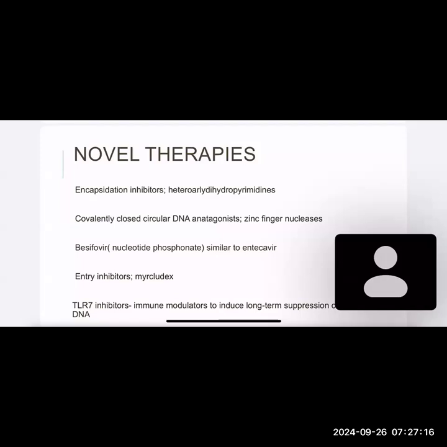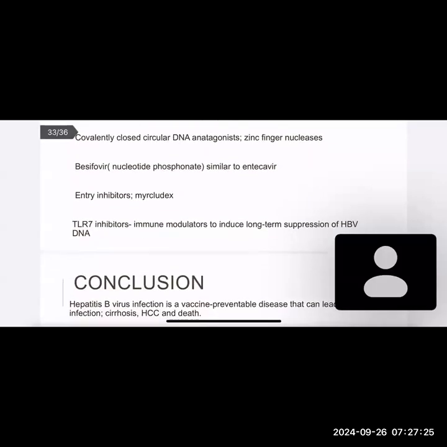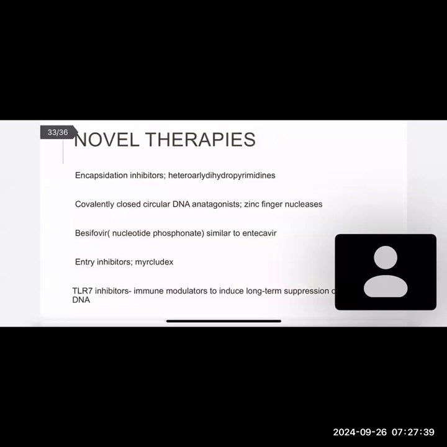There's also the besifovir. It's similar to entecavir, and then entry inhibitors are also being looked at. Then some immunomodulators like the toll-like receptor 7 agonists have been thought to help with long-term suppression of the DNA. So that's another drug that is being looked at.